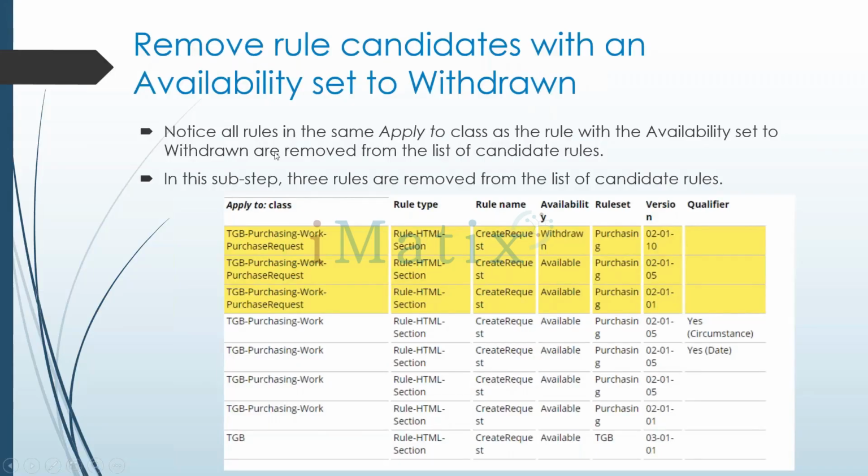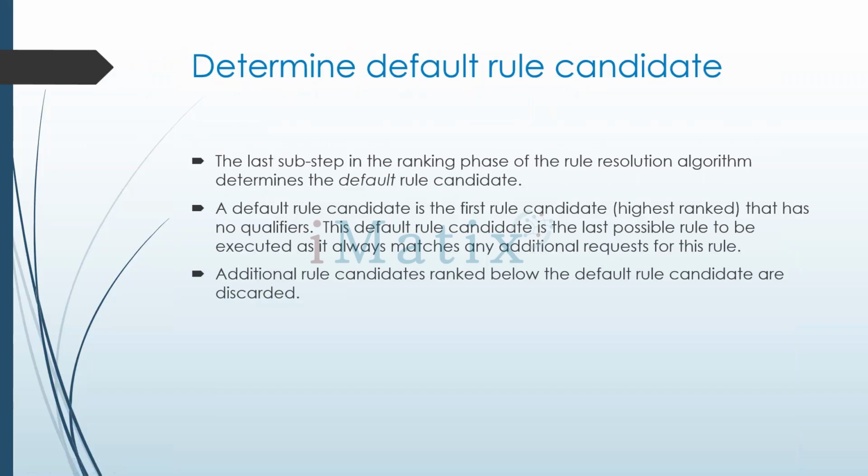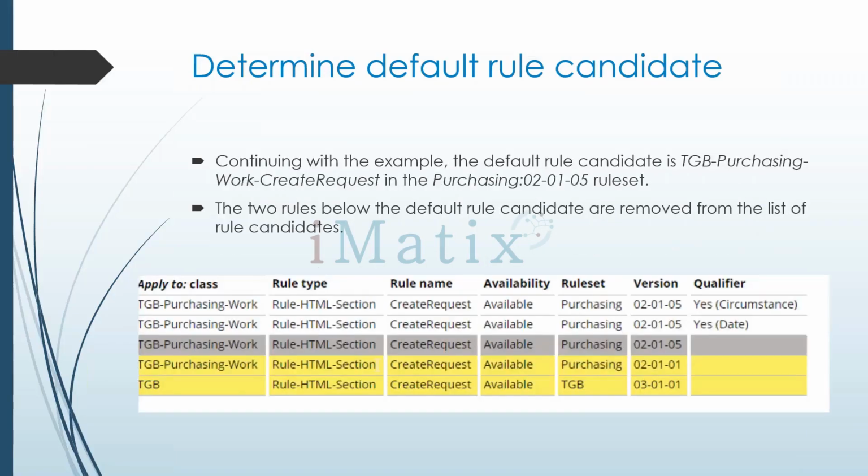Fine, then comes the last step, determining the default rule candidate. What is the default rule candidate? In the given sorted order, the system checks if there is any rule candidate without any qualifier, no circumstances, nothing.